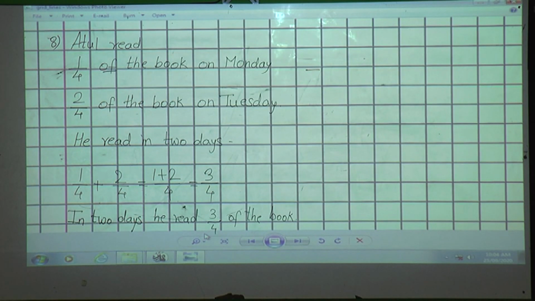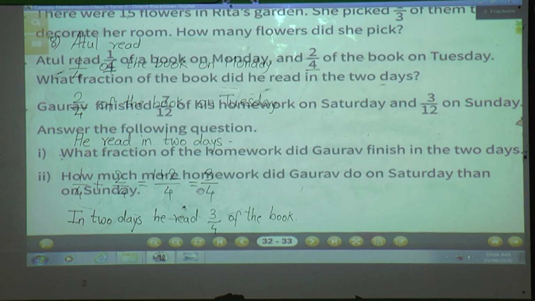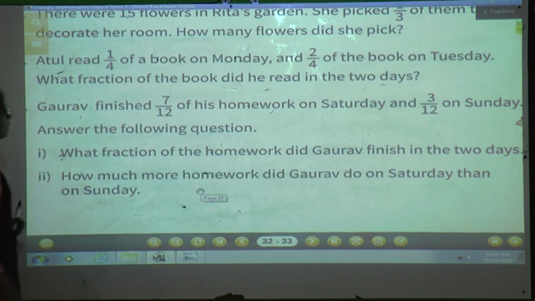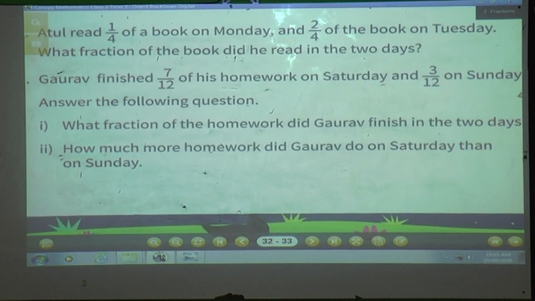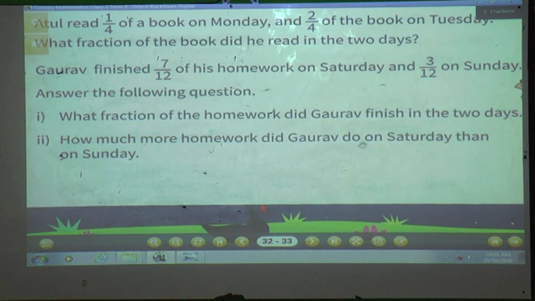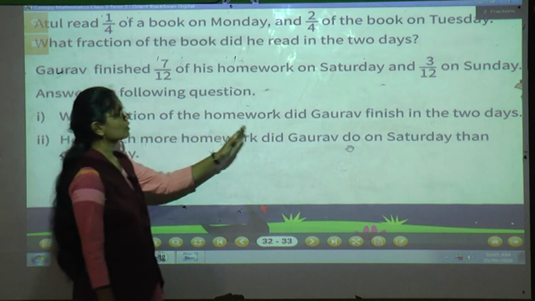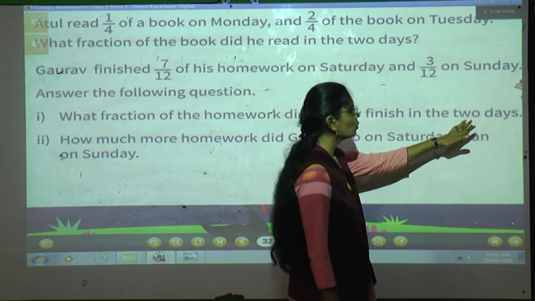Now students, one more example is remaining. The last example, read the question. Gaurav finished 7/12 of his homework on Saturday and 3/12 on Sunday. And the questions are given below. What fraction of the homework did Gaurav finish in the 2 days?